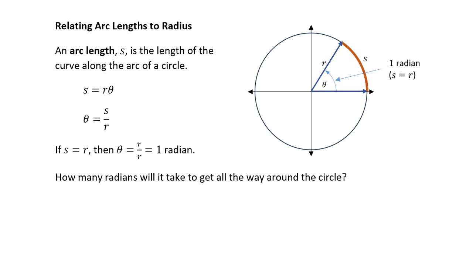So how many radians will it take to get all the way around the circle? If we would lay down several of these radians going around the circle, what we would find is that it would be 1, 2, 3, 4, 5, 6, and part of a radian to get all the way around. In fact, to get halfway around would be equivalent to pi. So to get all the way around, it's going to take 2 pi radians of rotation to get all the way around the circle.